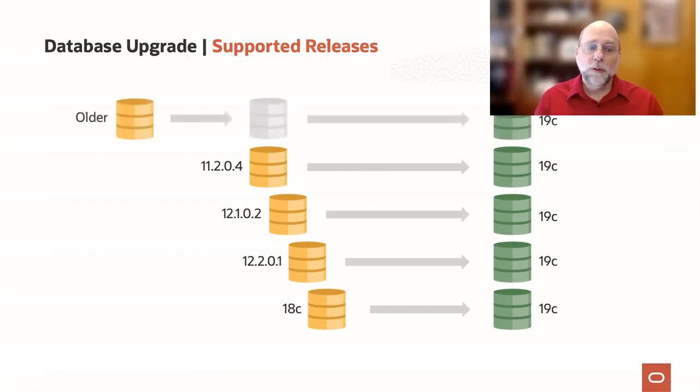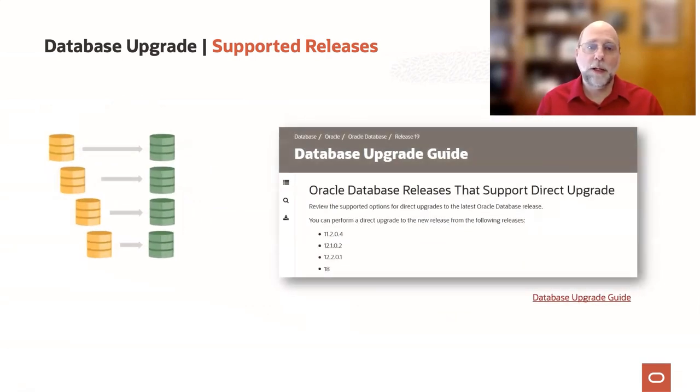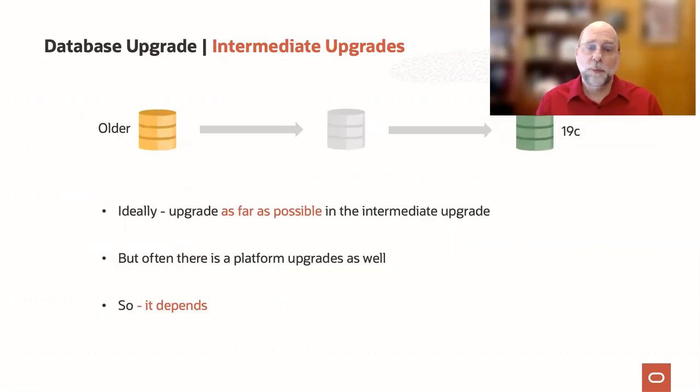If you're running on an older version of the database, then you're going to find yourself needing to use an alternative method like Data Pump or an intermediate migration. If all of this is getting confusing, please just consult the documentation. It's right there in the upgrade guide: the releases that are supported for direct upgrade to 19c, and also advice about what to do if you're on an older release. Now, if you're planning an intermediate upgrade, our advice is to go as far as you possibly can on that intermediate step to make the upgrade to 19c the smallest increment possible.